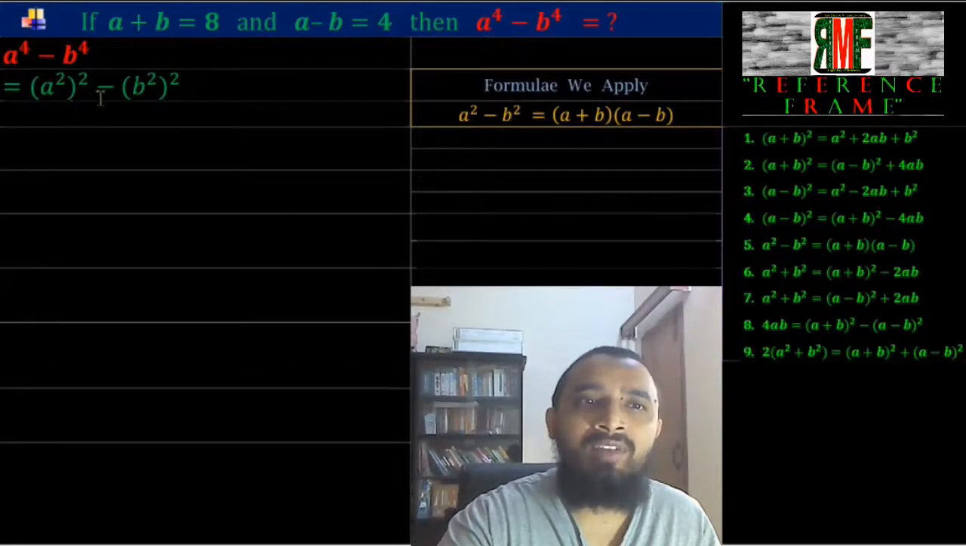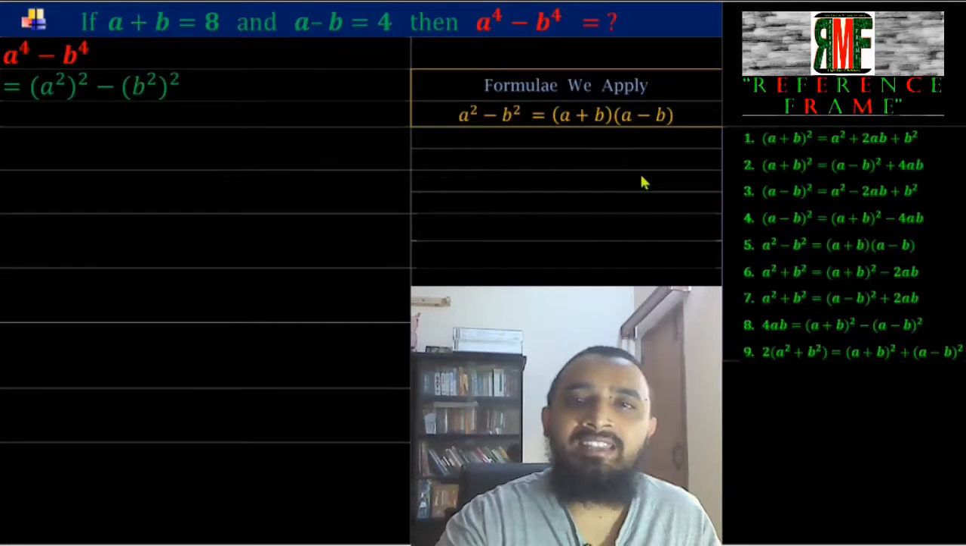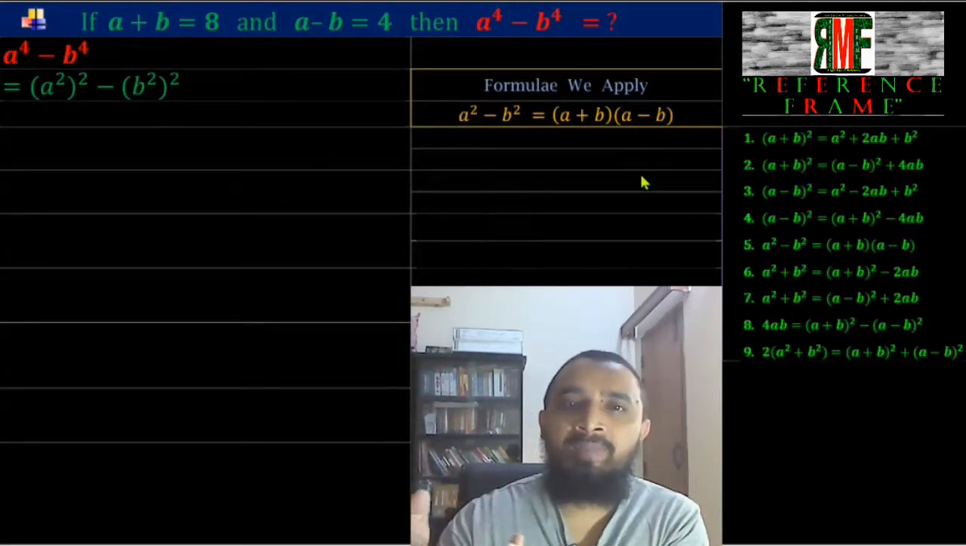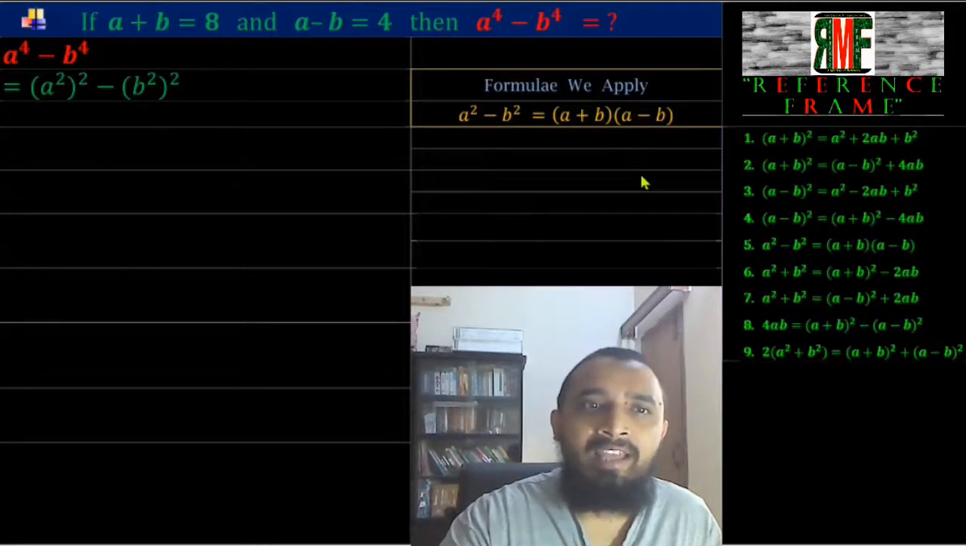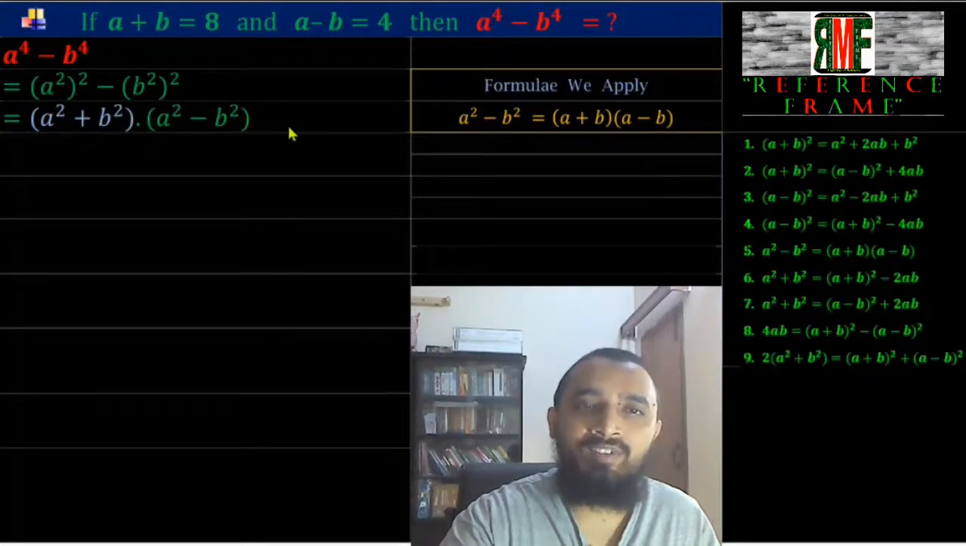We can use the formula a square minus b square, where a square works as a and b square works as b. So if we apply the formula that you can see on the right, that means a square minus b square is going to be a plus b into a minus b. Okay, let us apply the formula. By applying the formula, we get a situation like this: a square plus b square into a square minus b square.